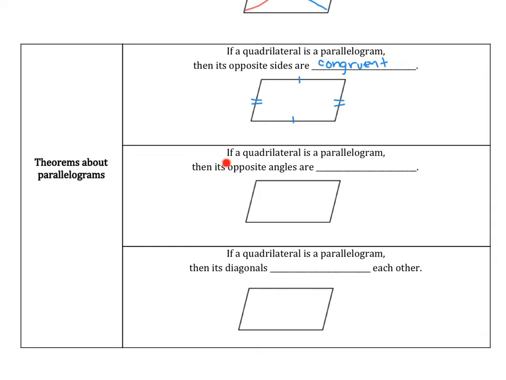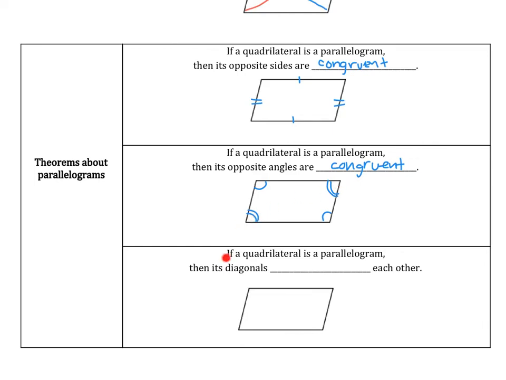The next one is, if a quadrilateral is a parallelogram, then its opposite angles are also congruent. We can mark that with our little arcs. These two opposite angles are congruent, and we'll use a different symbol, maybe a double arc, to show that these two are also congruent.